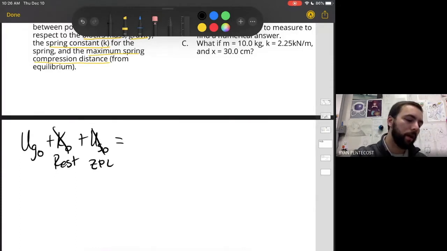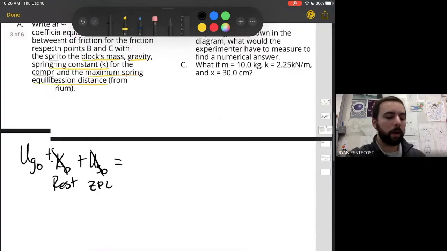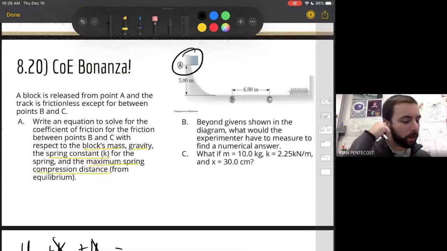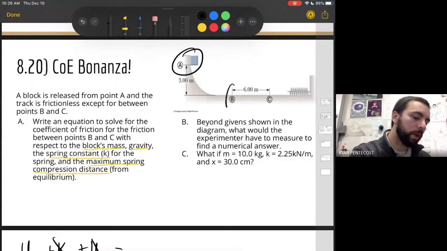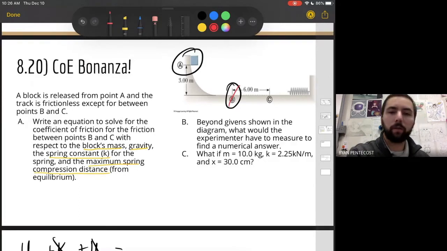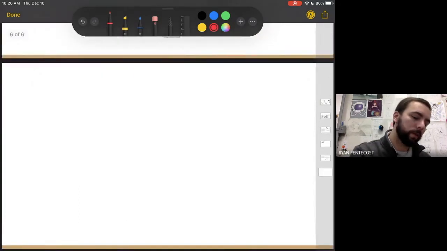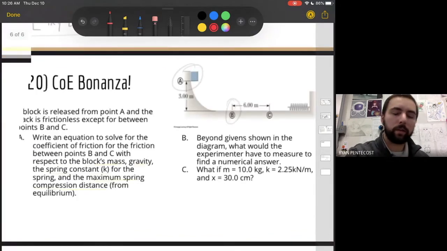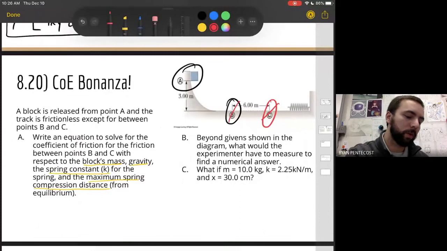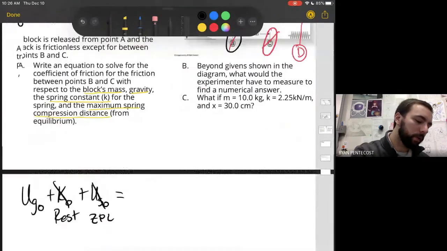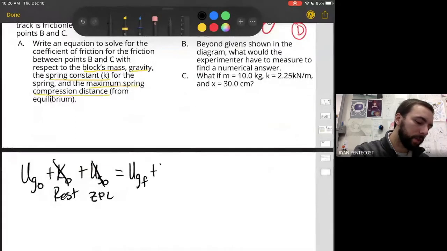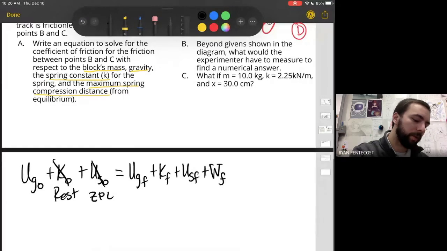Now, to figure out what we want to do for our final scenario, right? We've got our initial. Finally, we can't use B, because that doesn't even include the spring constant or the spring compression. We can't use C because that doesn't include the spring constant or spring compression. So we have to use new point D. This is going to be the maximum spring compression. So we have UGF plus KF plus USF plus work taken away by friction.